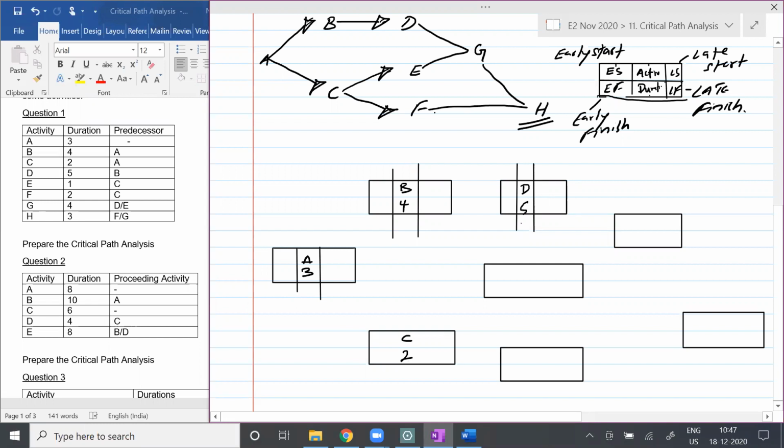5. And then students, activity E, what is the time duration? 1. And then activity F, what is the time duration, students? 2. And then activity G, what is the time duration? It is 4. And activity H, what is the time duration? It is 3. Now, if you don't mind, students, can you complete this, please?